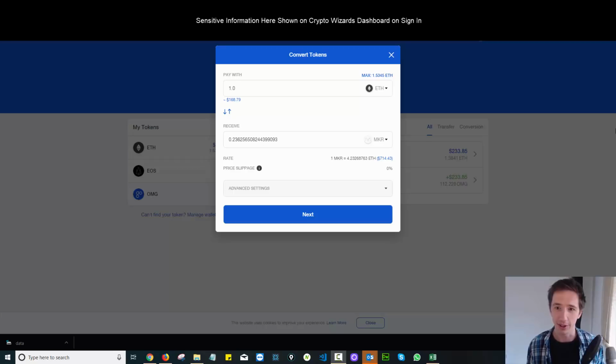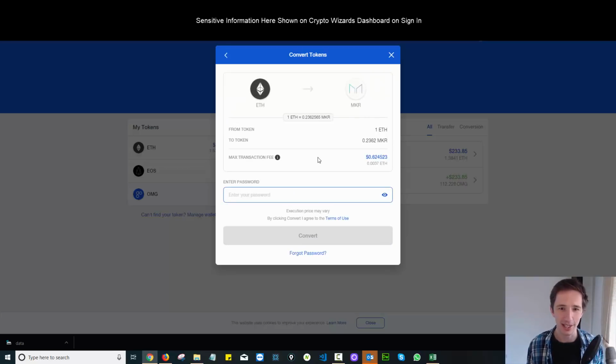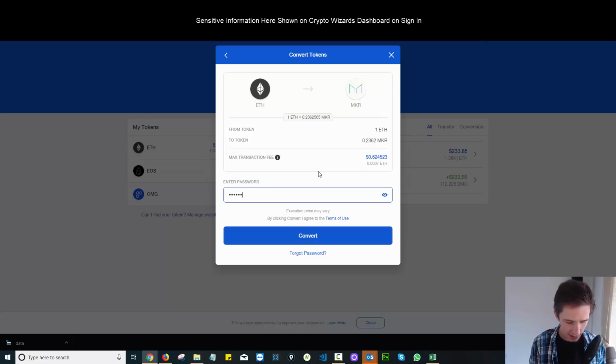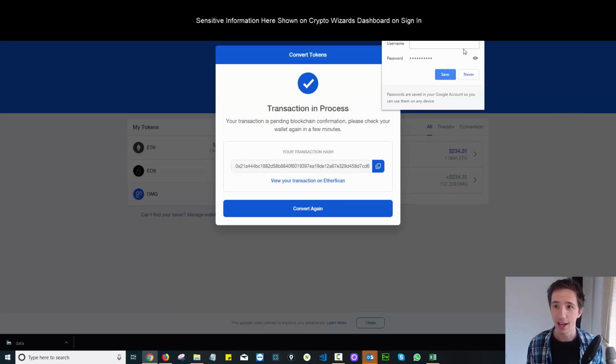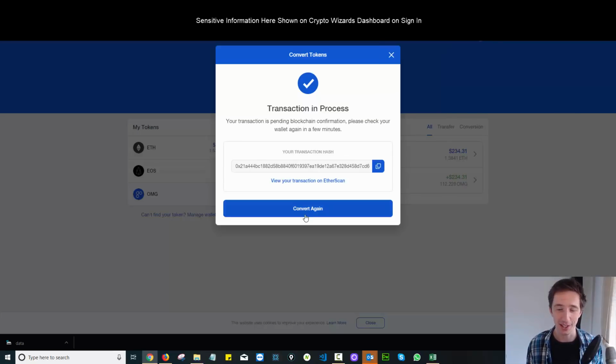So right now I've got Ethereum and I'm going to convert this to MKR, and this is on a particular exchange. So I'm just going to hit next. And don't worry, you don't know what's going on right now, and that's absolutely fine. Let me just put in the password. I'm going to explain everything as soon as this trade has finished.